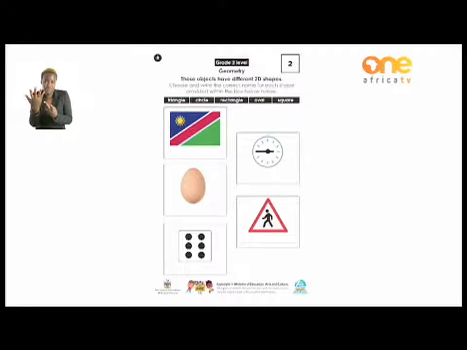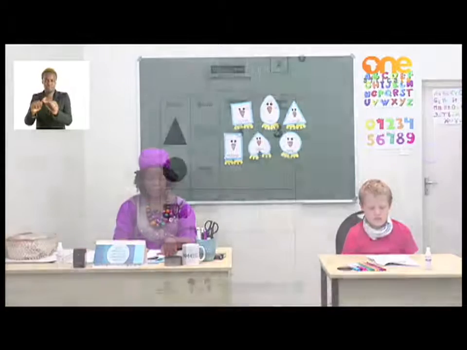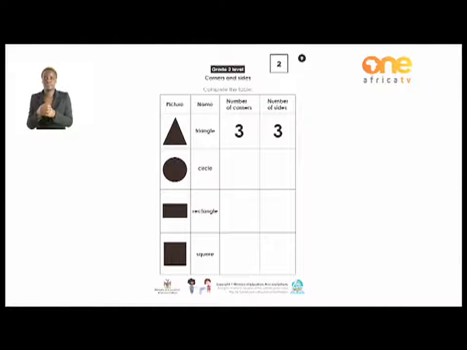Now I would like for you to turn to page 3. It's still grade 2 level. Okay, but for now here, you have to name for me the corners as well as the sides. For example, the first one is a triangle. The triangle has 3 sides. So you can see the 3 is there for the corners as well as the 3 sides.